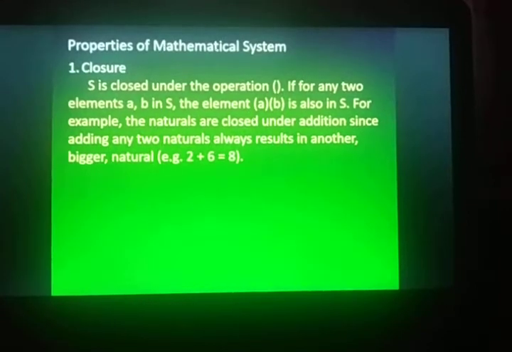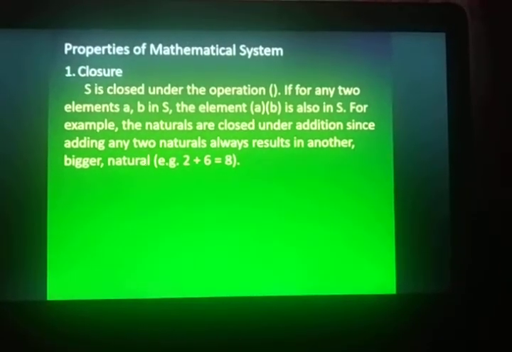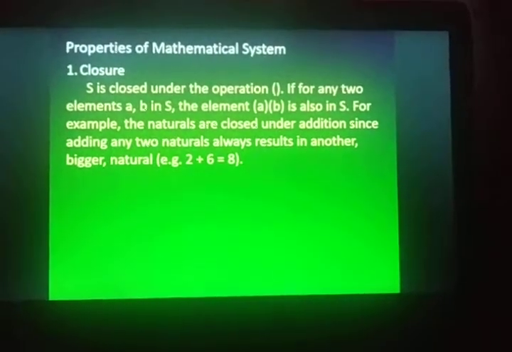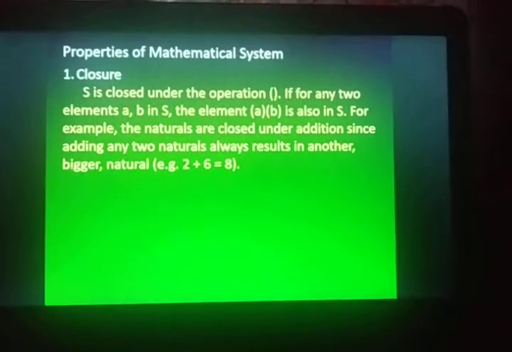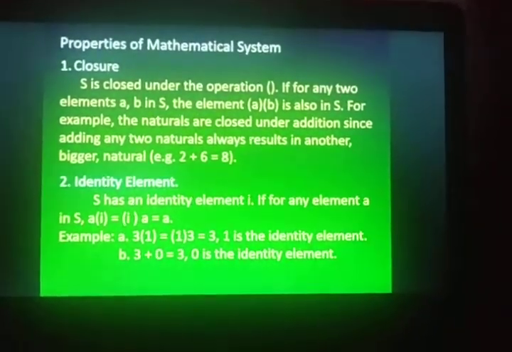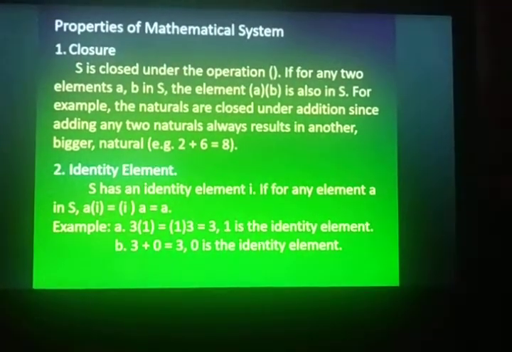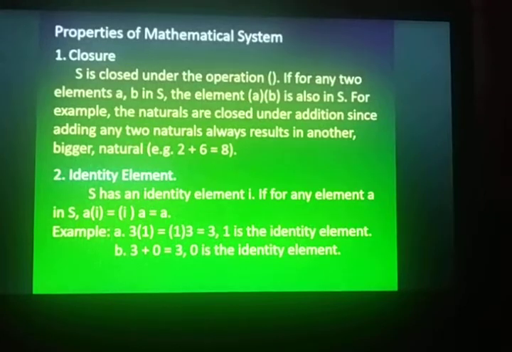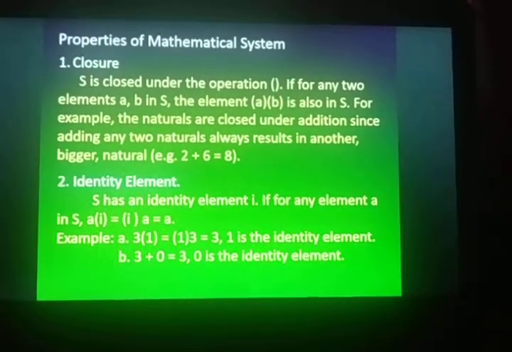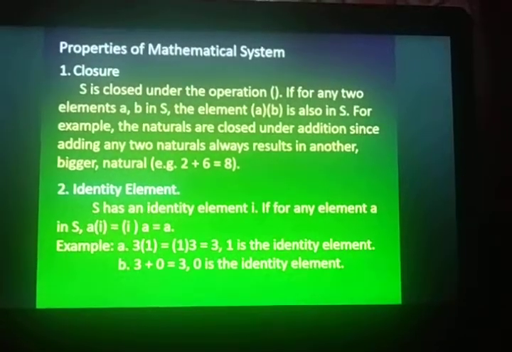We have there 2 plus 6 equals 8. 2 and 6 are natural numbers, and so the answer 8 is also a natural number. That's an example of a closure. Okay, let's try another one. Another property of a mathematical system is the identity element. S has an identity element, I, small letter i, if for any element A in S, A times I equals I times A equals A.